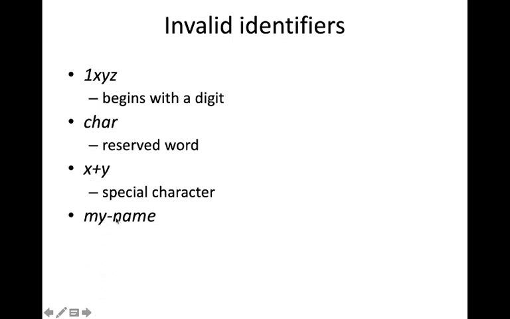Then my-name. This is not an identifier because this is a dash, not an underscore, so we have a special character there. Then even number is invalid because there is a space between the two words. We should not have spaces or white space between the characters. So that's all about identifiers.